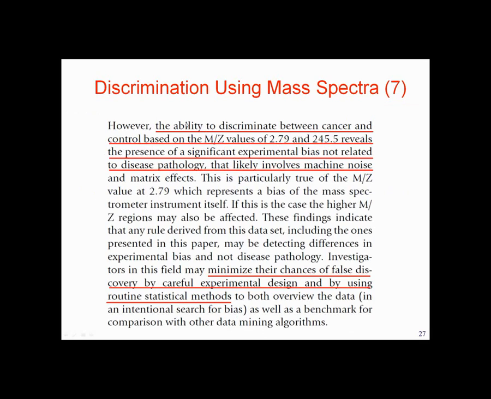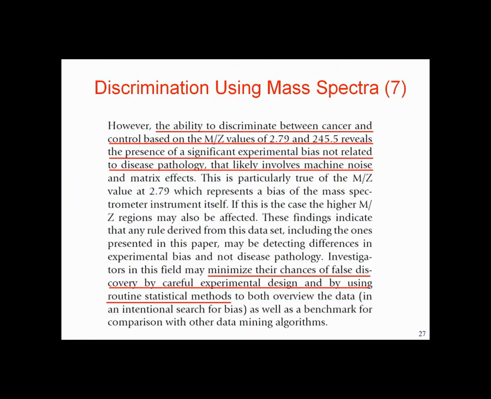So it seems that they also point out that there were some issues with the experimental design regarding the contents of the spectra, and essentially they say that investigators in this field may minimize their chances of false discovery by careful experimental design and by using routine statistical methods. So they point to the fact that simply randomizing the order of the samples might actually alleviate at least some of the biases which we see. So this was a pretty striking example.